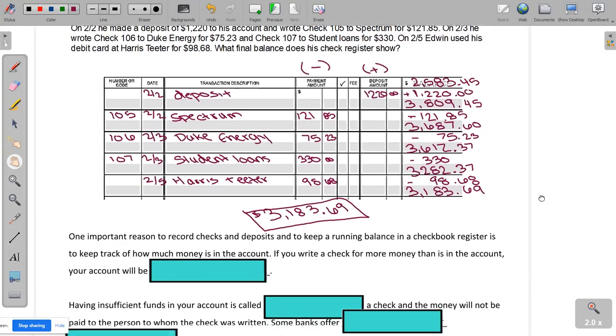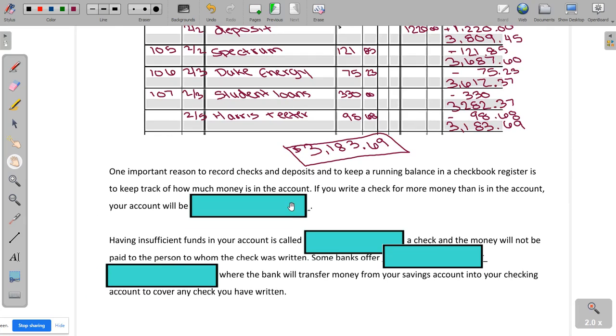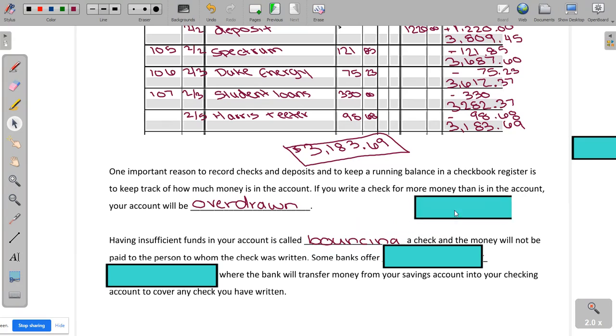So one important reason to record checks and deposits and keep a running balance is to keep track of how much money is in your account. If you write a check for more money than the account has, then you will have an overdrawn account. Having insufficient funds in your account is called bouncing a check, and the money will not be paid to the person who you wrote the check for.